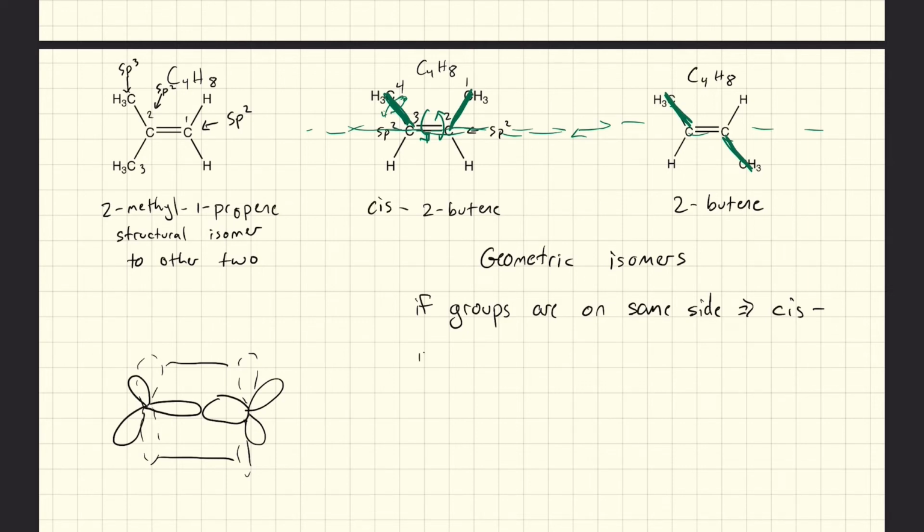If the groups are on the opposite sides from each other, we call these trans. Now, you'll notice that I said we use the heavy groups, but notice that if you use the hydrogens, it ends up the same as well, okay? So this one is trans 2-butene. Anytime that you have a double bond, you have to be careful about geometric isomers, okay? You just have to be aware that they are there.